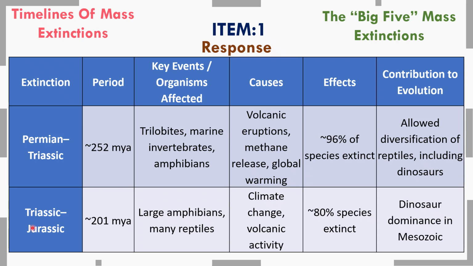Then the extinction Triassic-Jurassic, which happened in the period of 201 million years ago, and the organisms that were affected were large amphibians and many reptiles. The causes were climate change and volcanic activities. Here, the effect was approximately 80% of the species extinct, and this included the dinosaurs' dominance in the Mesozoic.